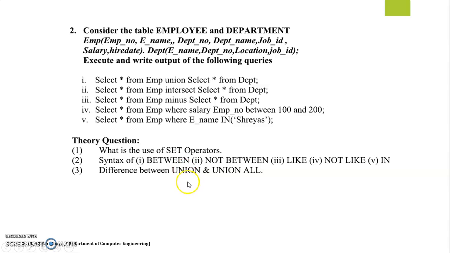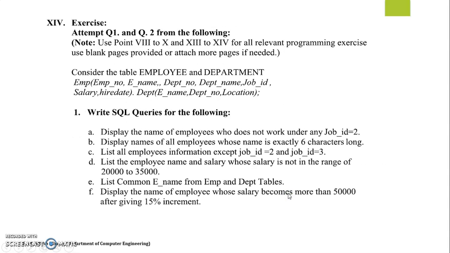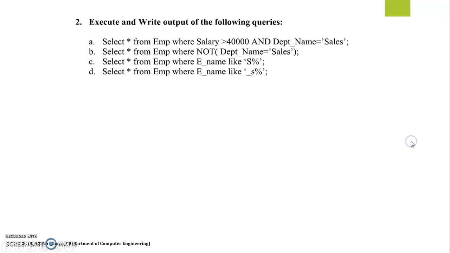Then these are some theoretical questions, that is the use of set operators and the syntax of between, not between, like, not like, and in operator, and the difference between union and union all. And these are the exercises that we have to perform. Again we have to consider the same table that we have already created. Just write the queries for these particular questions. So that's all for this particular experiment. Here we also have the and operator, not operator, and like operator.